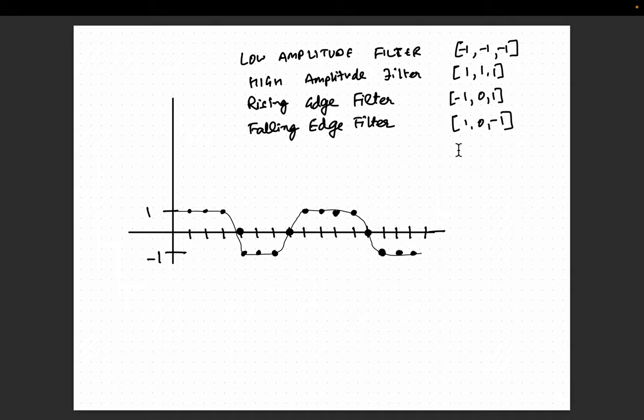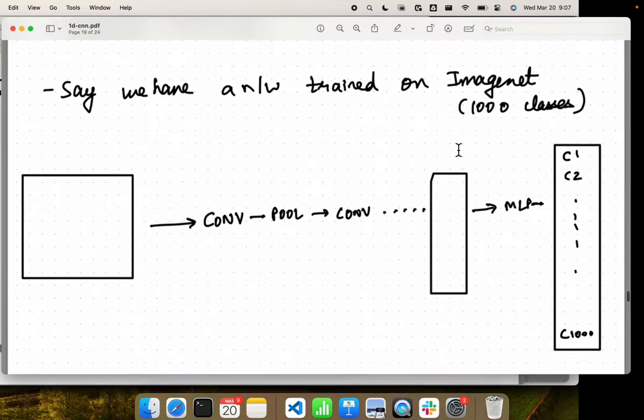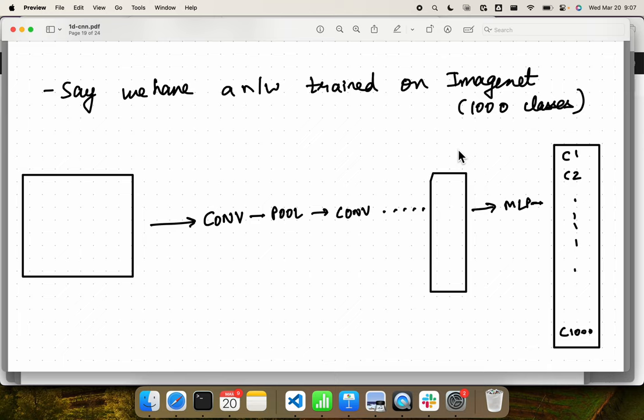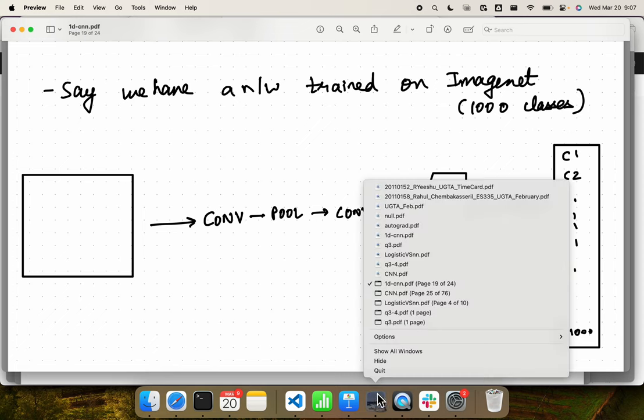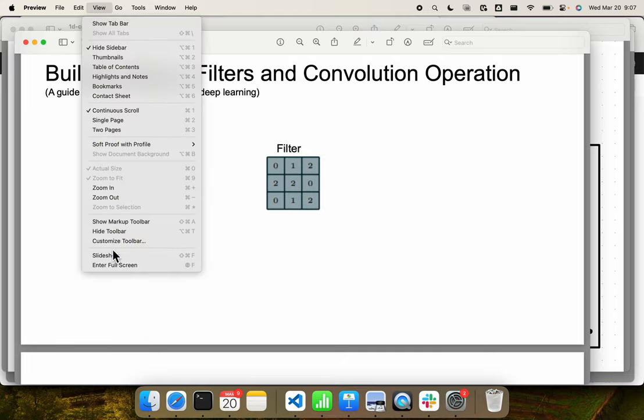So we have these different filters, and then we said that once you have these basic filters, you can create more complex filters based on these filters. So at this point, we also looked at the filters and the convolution operations, the building blocks of CNNs.